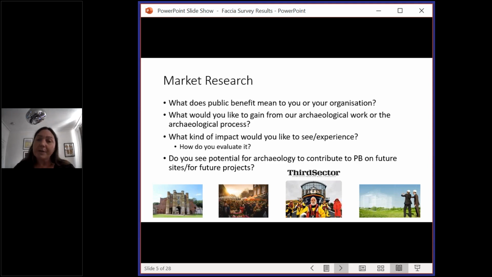And in general, we're interested in what public benefit means to people or organizations, how they'd like to gain from our archaeological work or the archaeological process itself, what kind of impact they would like to see or experience, and if it's relevant, how would they like to evaluate it? And do they see potential for archaeology to contribute to public benefit in the future, on future sites or for future projects?